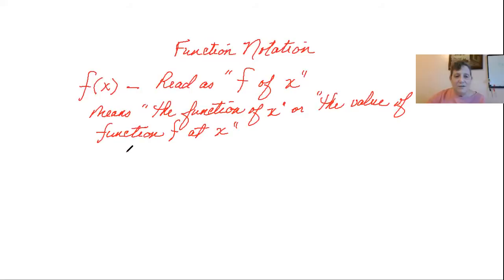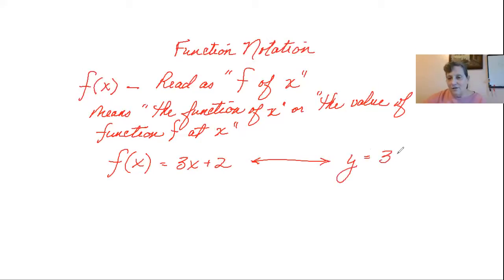So if we write something like f of x equals 3x plus 2, that means exactly the same thing as y equals 3x plus 2. In this notation that we're used to, we have the x value as the independent value. We choose it, we plug it in, multiply by 3, add 2, we get the y value. So we have a point x, y.